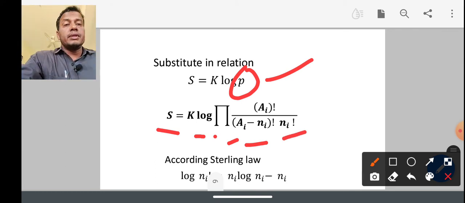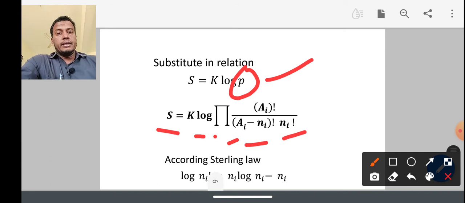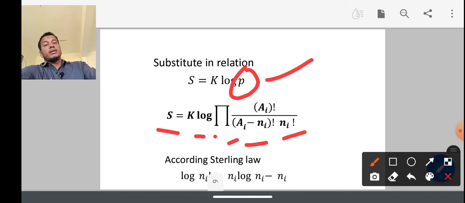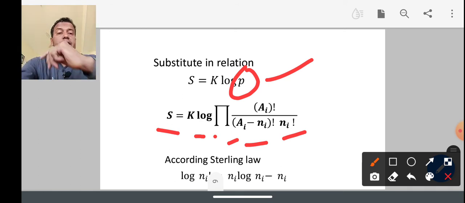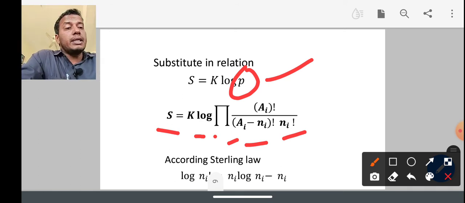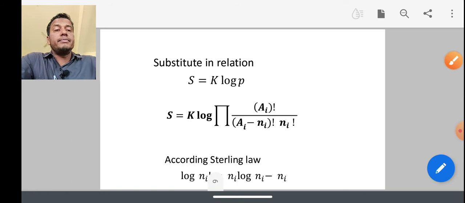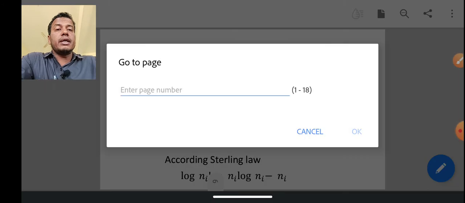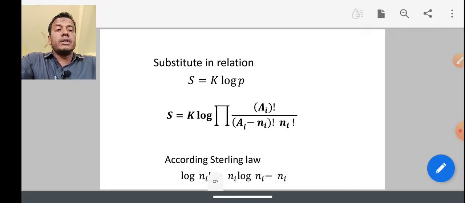This is the Boltzmann distribution law, and the total number of arrangements in the cells can be put in this way. Now we apply Stirling's law here. The Stirling law says that log n_i factorial is equal to n_i log n_i minus n_i.